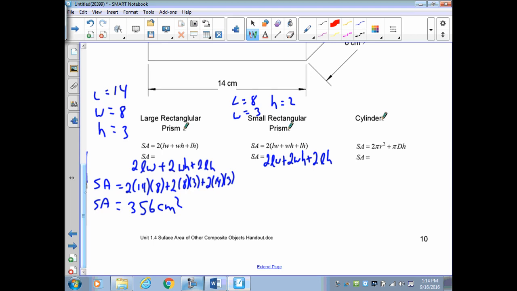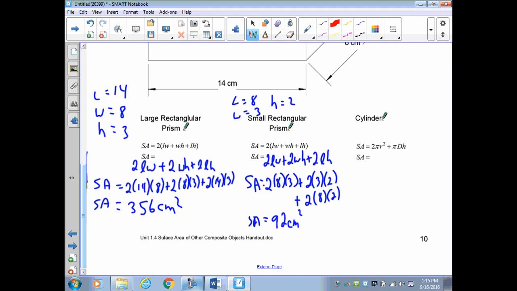I'm now going to take them and I'm going to put in the numbers, called substitution. 2 times 8 times 3 plus 2 times 3 times 2 plus 2 times 8 times 2. And your surface area, when you put all this in your calculation, should be 92 centimeters squared. So hopefully that's what you got.